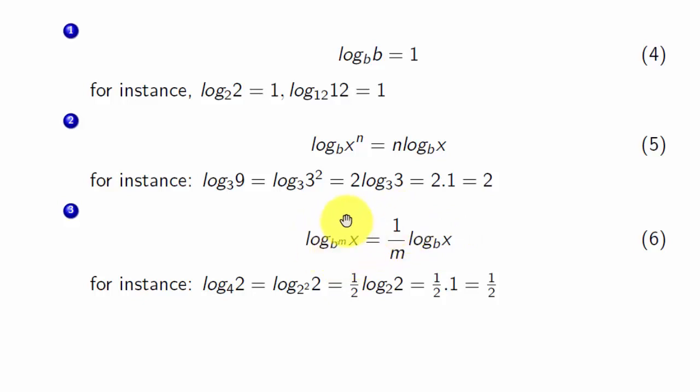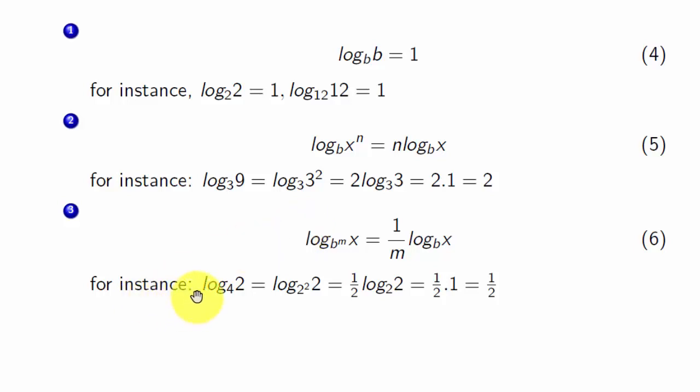Remember guys, the difference between this rule and this rule is that here the power is for x, we move it to the front of the logarithm as it is, but here the power is for the base, here we move this power still to the front of the logarithm, but this time we reverse it.